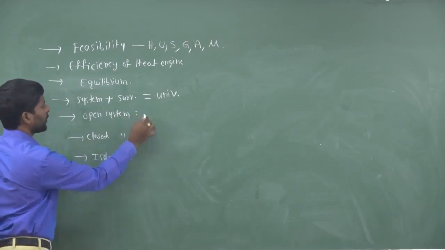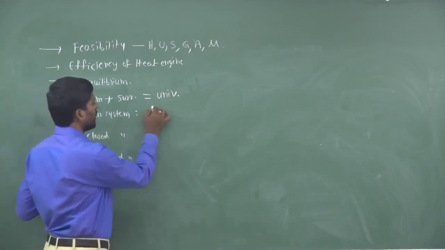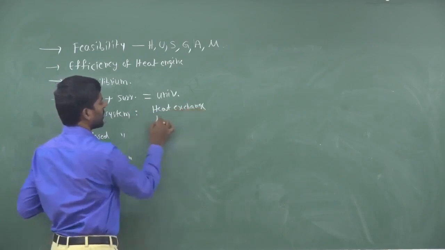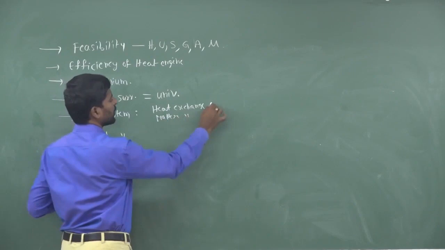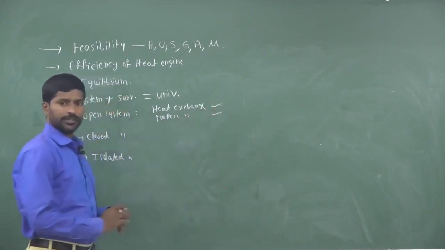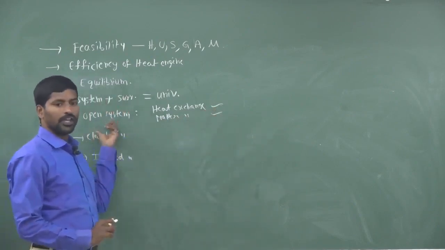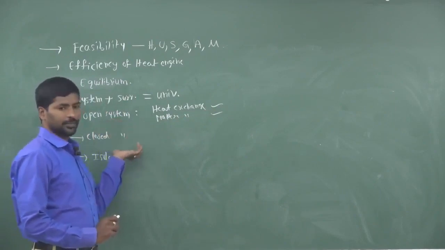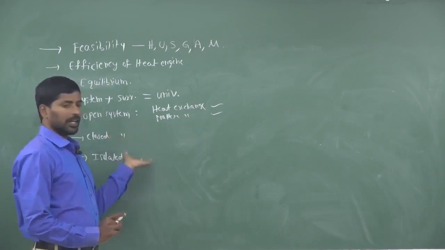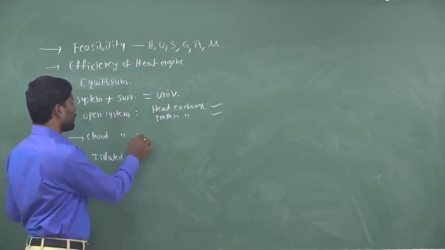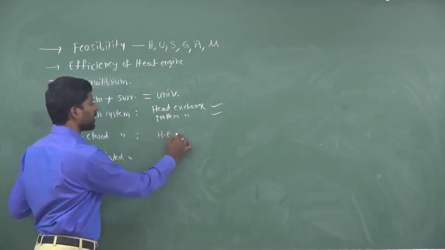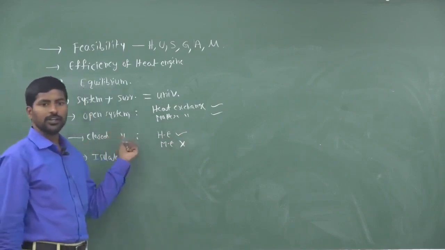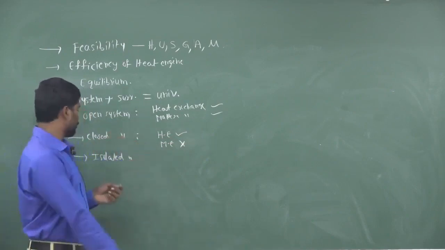Okay, open system. In the case of open system, both heat and matter exchange takes place between system and surroundings. That is called open system. Example, boiling of water in open vessel. Heat enters from surroundings and water evaporates into surroundings. Closed system: only heat exchange takes place but no matter exchange. For example, boiling of water in closed vessel.